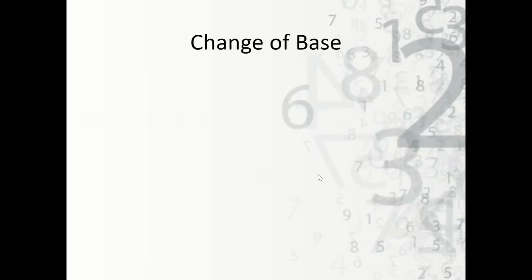Let's talk now about how we can change the base of a logarithm. So we have log base a of b, and let's say we wanted to change the base to c. Well, what we do is we just change our log base to c, and that's equal to log base c of b over log base c of a. So we can change the base anytime we want to anything we want to, as long as we follow this formula.